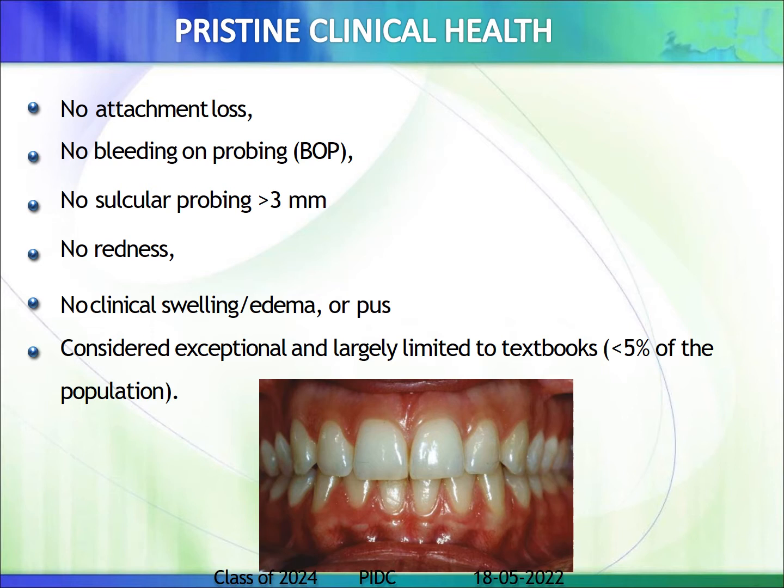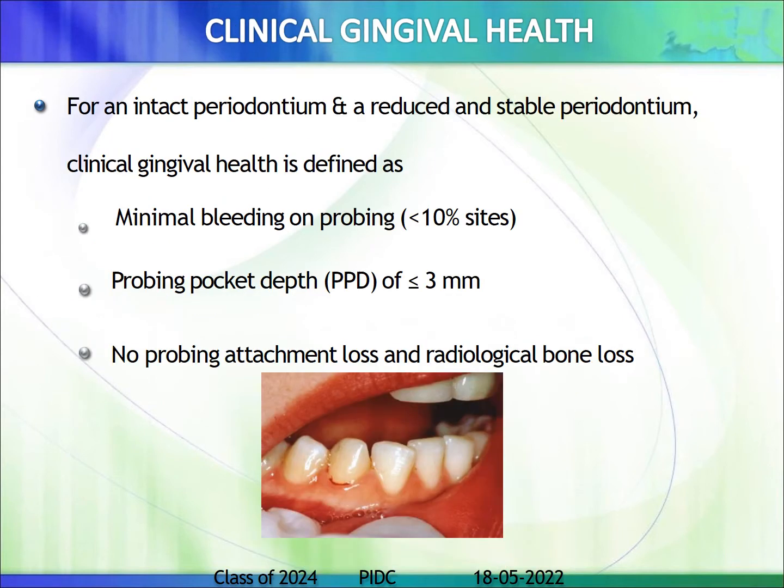Only 5% of the population will have such a beautiful set of arches, whereas most of the patients would be at this status, wherein you give the diagnosis as clinical gingival health for an intact periodontium or a reduced stable periodontium. Clinical gingival health is defined as minimal bleeding on probing, less than 10% of the sites, probing pocket depth less than 3 mm, and no probing attachment loss or radiological bone loss. If you see these conditions in a patient, then you term the patient a clinically gingivally healthy patient.